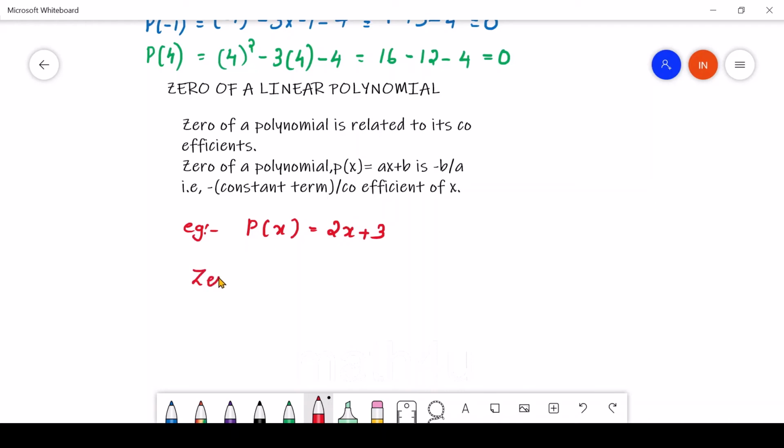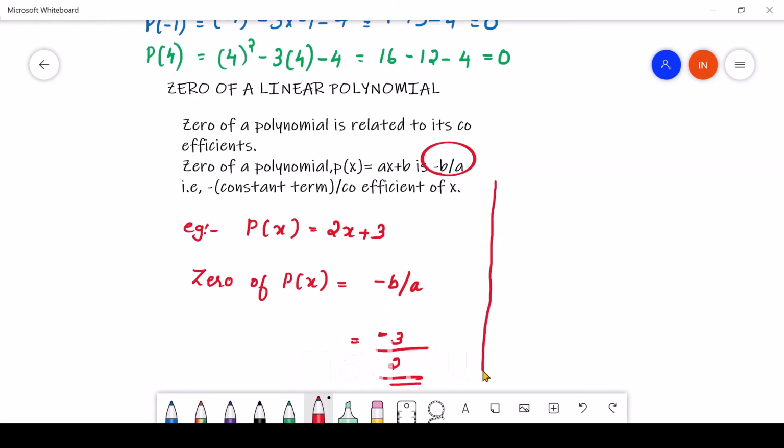And how can we find the zero of the polynomial p of x? Zero of p of x, how can you find it? By using the formula negative b by a. This also you have learned in the last class. b means the constant term and a is the coefficient of x. So the constant term over here is 3. Negative 3 by a, the coefficient of x, that is 2. So we got the zero of the polynomial by using the formula minus b by a.